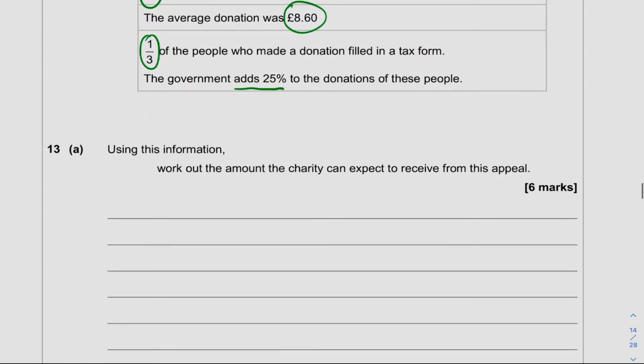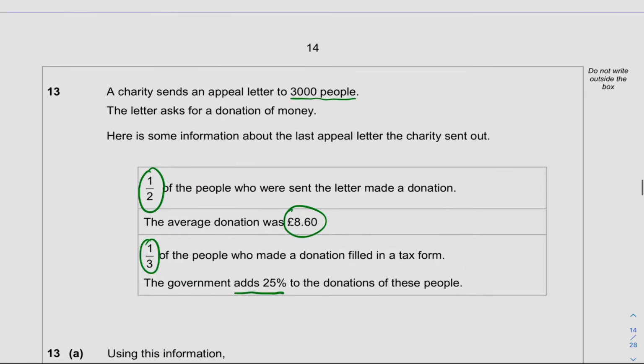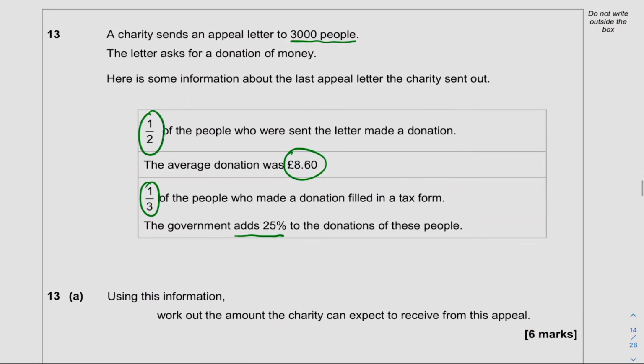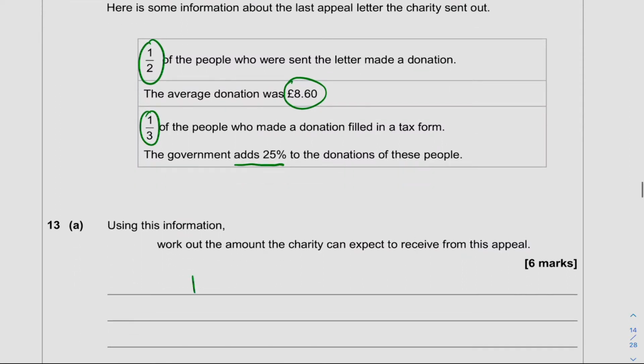So the actual question is, using this information, work out the amount the charity can expect to receive from this appeal. So the amount of people is 3,000 up here, and a half of these people make a donation. Okay, so that means 1,500 people make a donation, so donate.